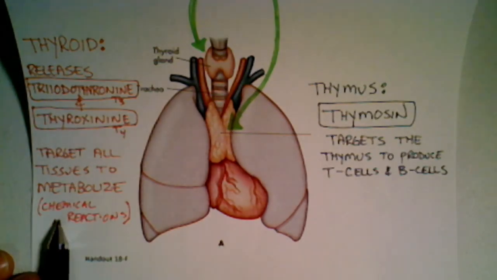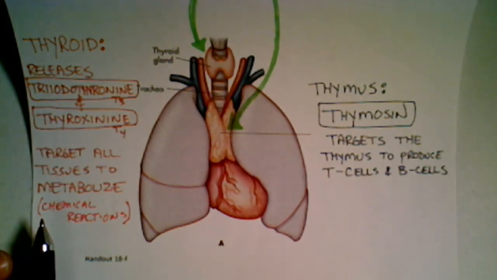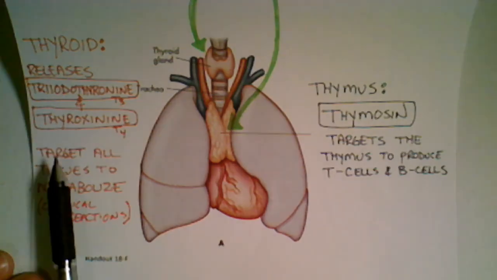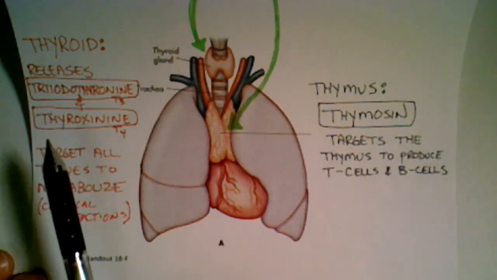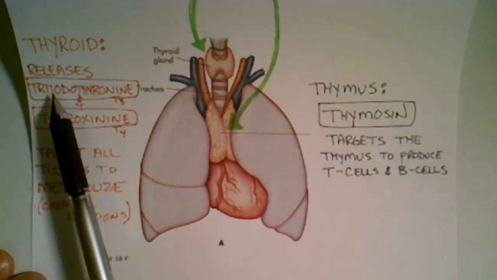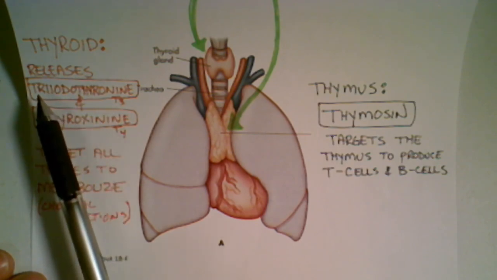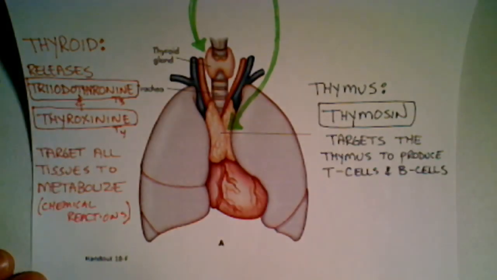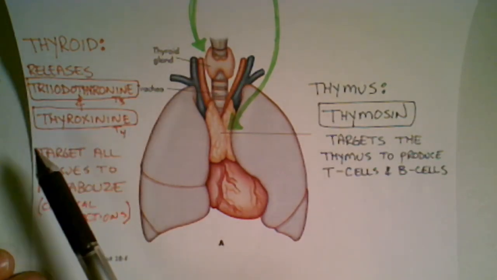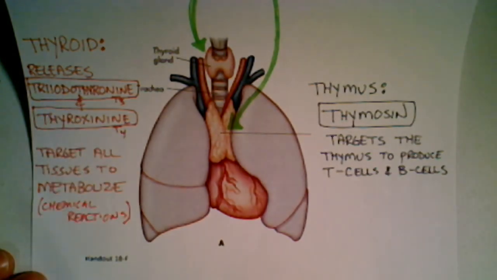So we need to know this process and what triiodothyronine does. I love saying this hormone. This hormone makes you sound smart. What did you learn in school today? I learned triiodothyronine and thyroxine. These hormones, known as thyroid hormones, are always stimulating metabolism.